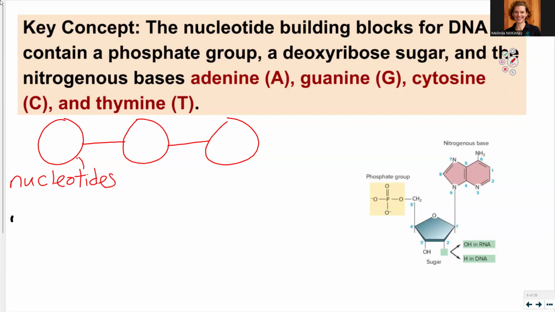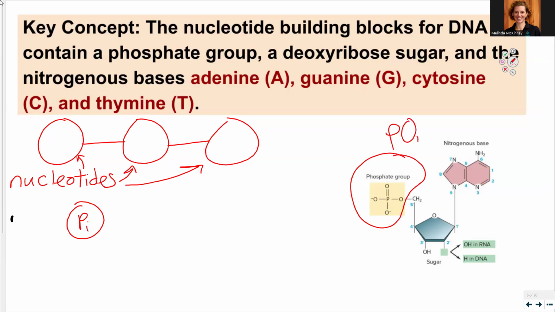So each of these that are connected with a covalent bond are nucleotides. The specific structure of each nucleotide for DNA is going to consist of a phosphate group, which we can represent with Pi. It is actually a functional group we are familiar with, PO4 2-, so it has a negative charge of 2 on it. It's what we know and love from ATP.